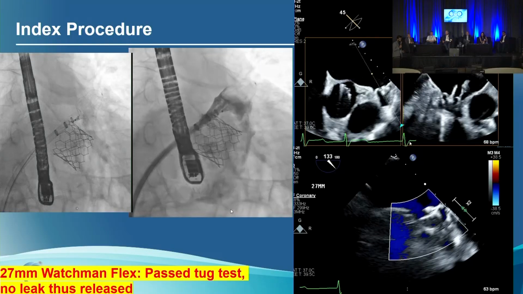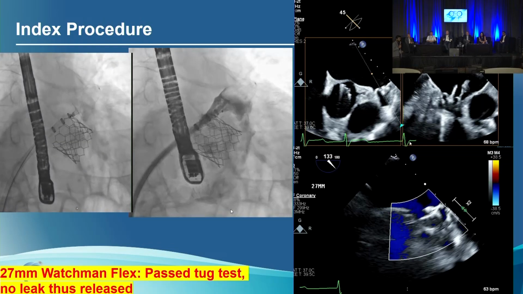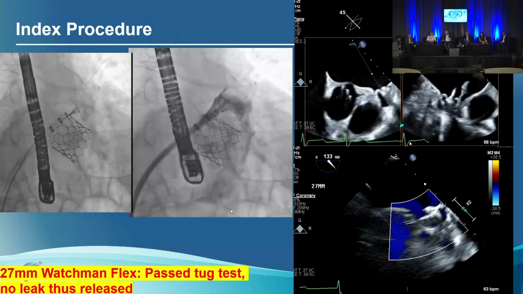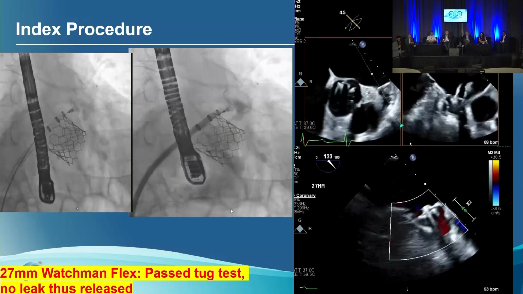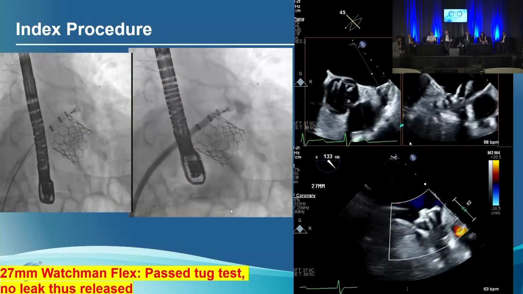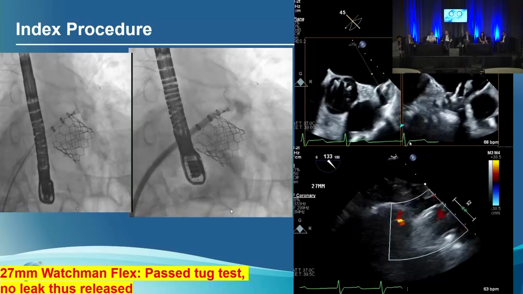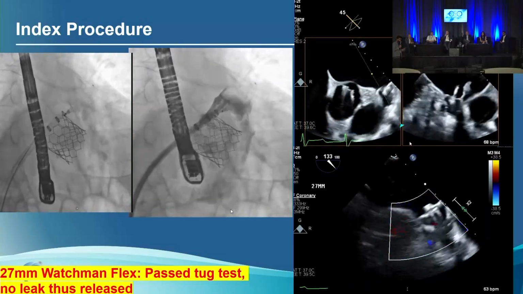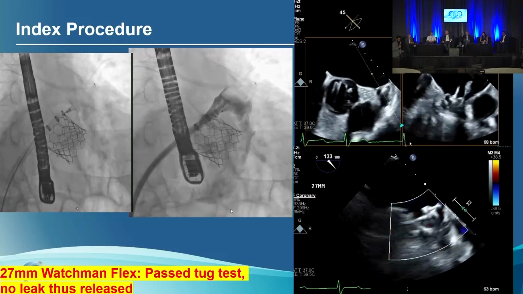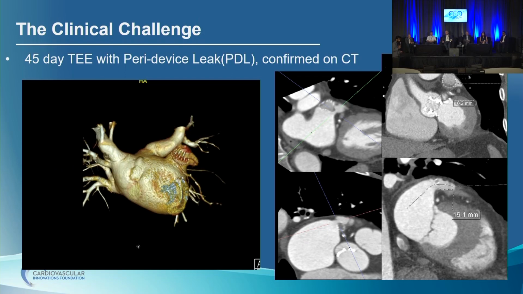We then swapped for a 27 Flex. We sat a little bit deeper, and we were happy with how it looked. There was no leak from what we could tell. In the middle panel, you can see on the fluoroscopic final angiogram, there is some contrast going through, and we thought that was through the cuff, the porous fabric of the device. So we released. Unfortunately, at 45 days, he came up with a leak.